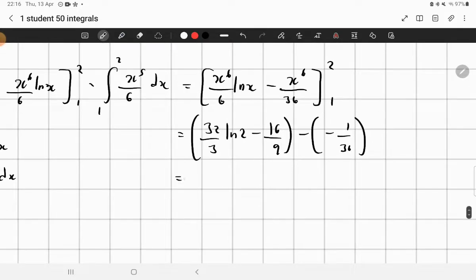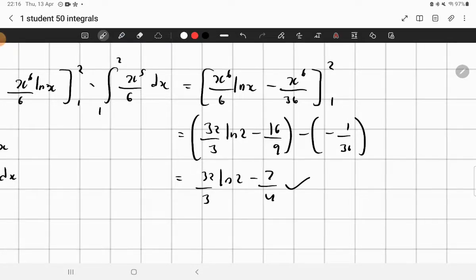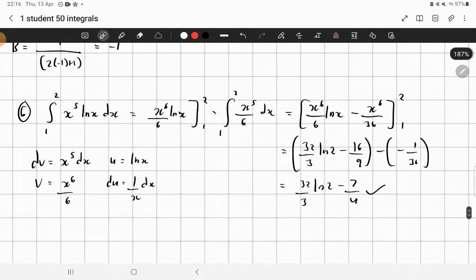Now I can simplify it further. So 32 over 3 ln 2, minus 16 over 9, plus 1 over 36. So that will be negative 7 over 4. So hopefully that will be the final answer. Let me check yet again. X to the power 5 ln of x, so 5, 64, 32 over 3 ln 2 minus 7 over 4. Yeah, you have that same answer. Okay, so far so good.